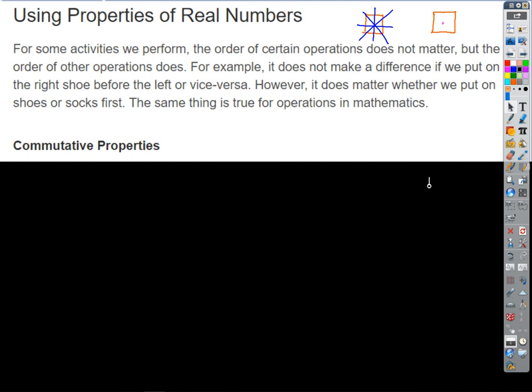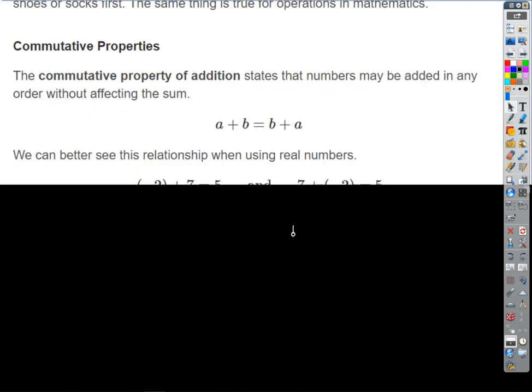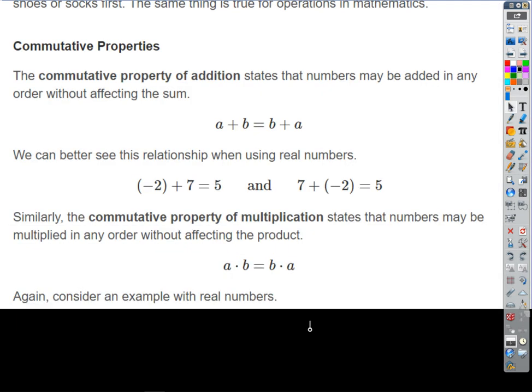The commutative properties. Remember what that one is? Commutative property of addition and multiplication. Somebody raise your hand and help me out here. What's the commutative property of addition? A plus B equals B plus A. How about multiplication? A times B equals B times A. So you're familiar with these, you remember them. Okay, there they are, right?